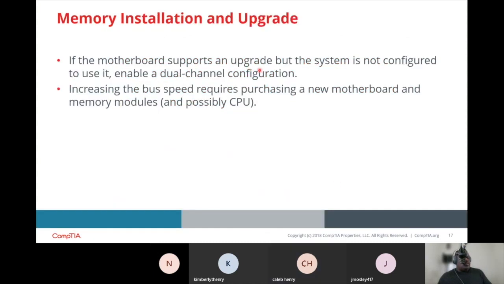If the motherboard supports an upgrade but the system is not configured to use it, enable a dual channel configuration. Increasing the bus speed requires purchasing a new motherboard and memory modules and possibly a new CPU, which goes without saying.